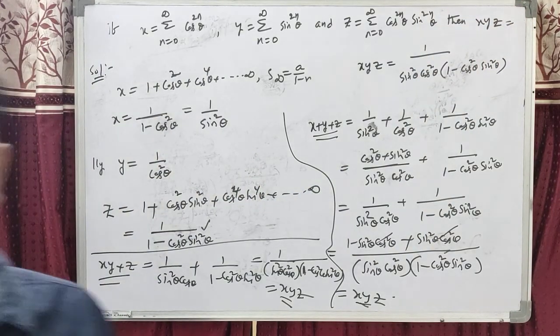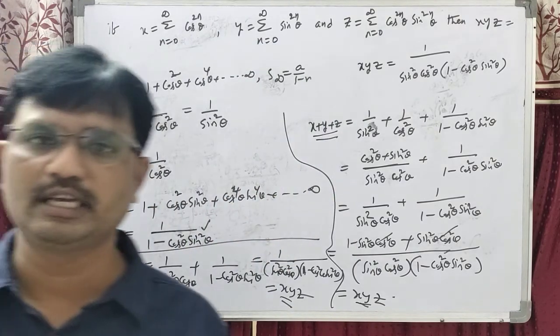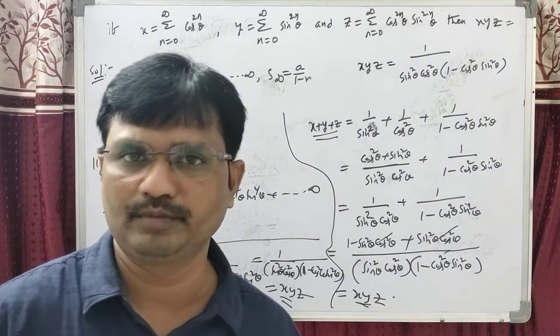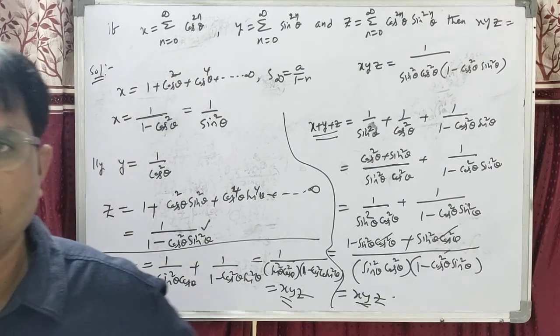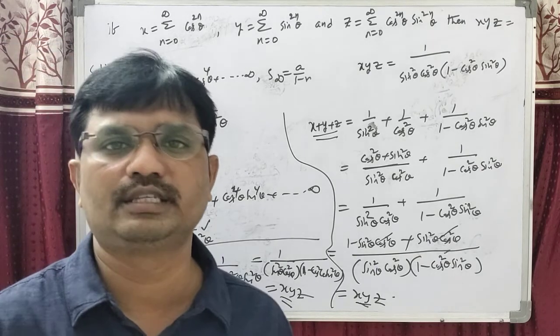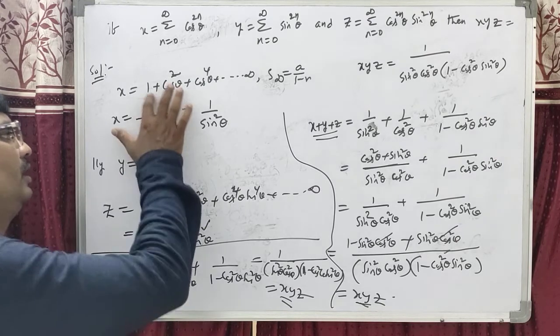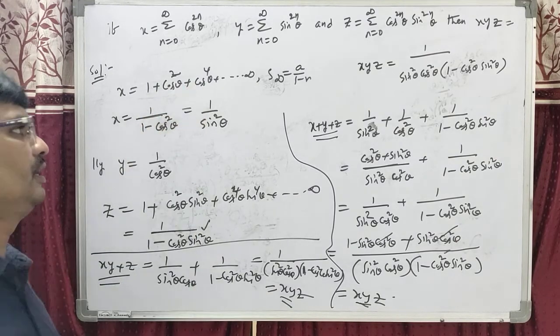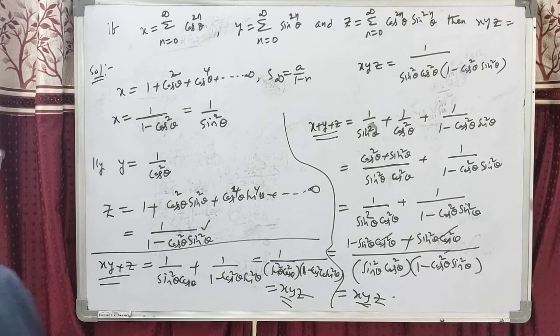Okay students, we are taking the formula in this case only for an infinite GP. In progressions we have to know that a plus ar plus ar square and so on is a by 1 minus r. Here, students, a is 1, r is cos square theta. S infinity, we know, is a by 1 minus r. Okay students.